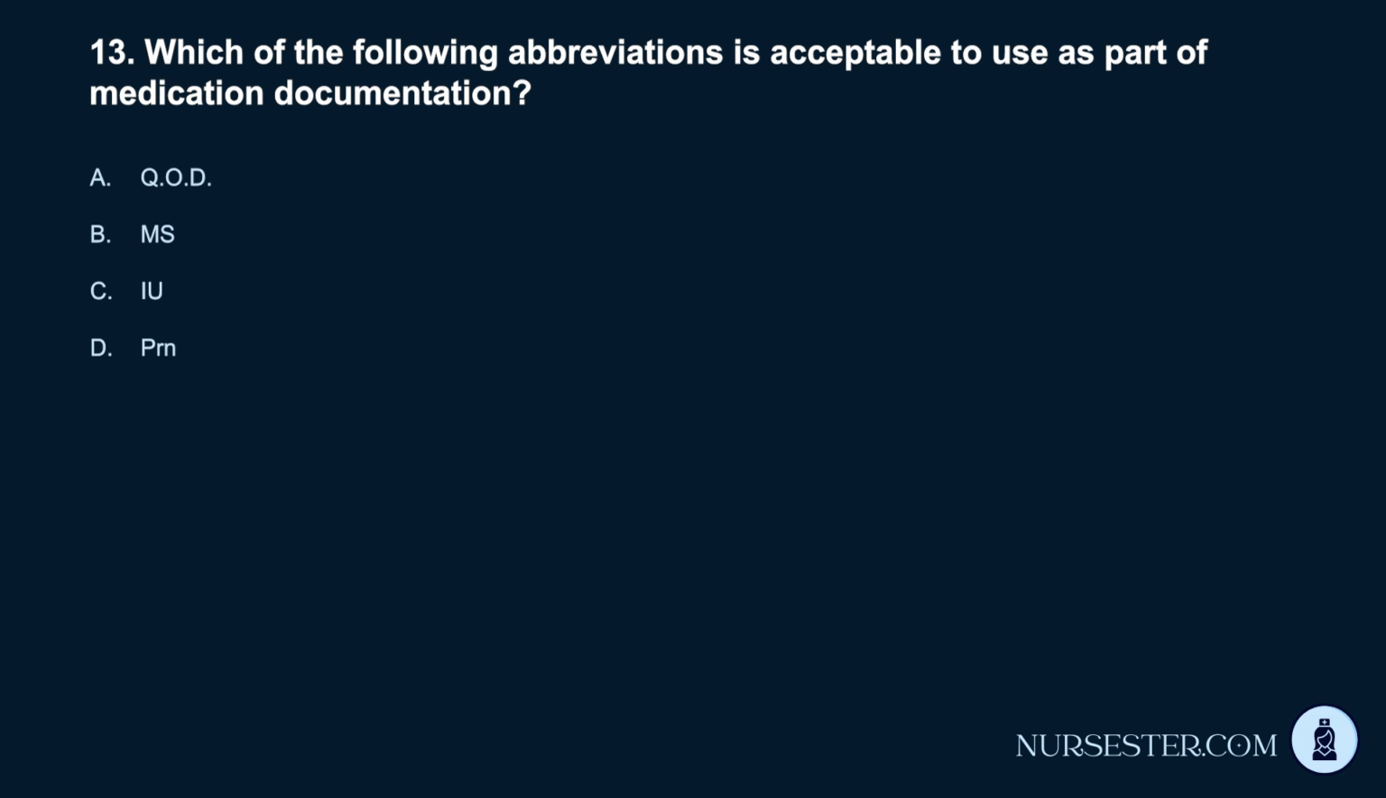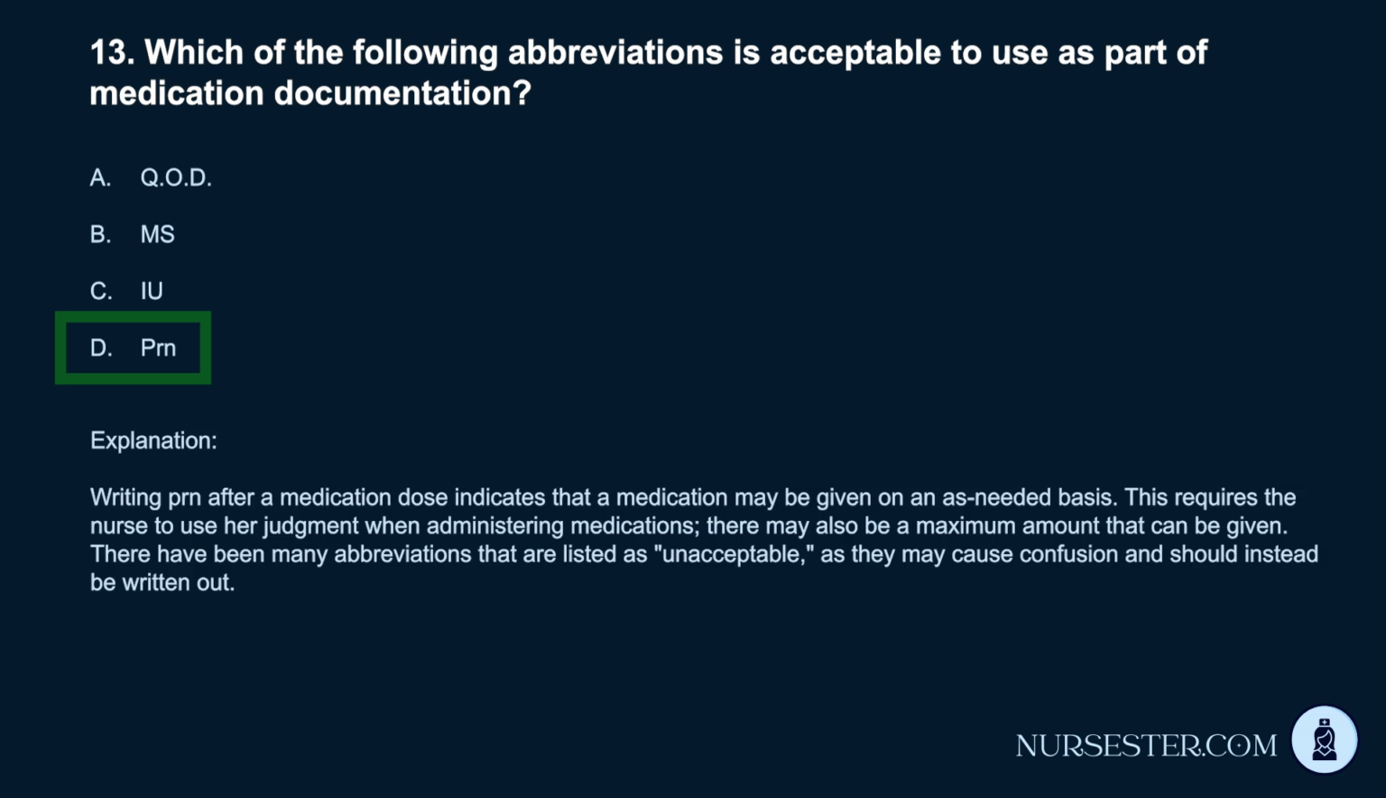13. Which of the following abbreviations is acceptable to use as part of medication documentation? A. QOD. B. MS. C. IU. D. PRN. Correct answer: D. PRN. Writing PRN after a medication dose indicates that a medication may be given on an as-needed basis.